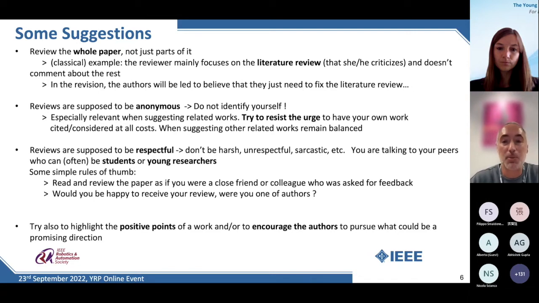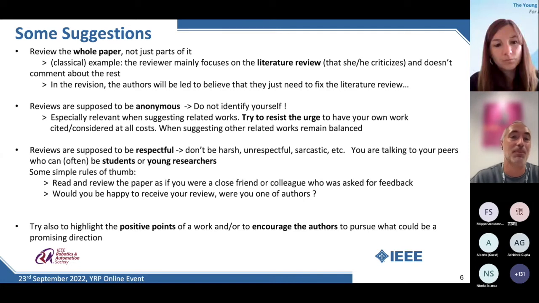They will send the paper back to the reviewer, and the reviewer will not be happy. But now the authors would have a good reason to complain if the reviewer is still not happy, because they can say, why didn't you complain in the first round? So remember to review the whole paper, not just one part.